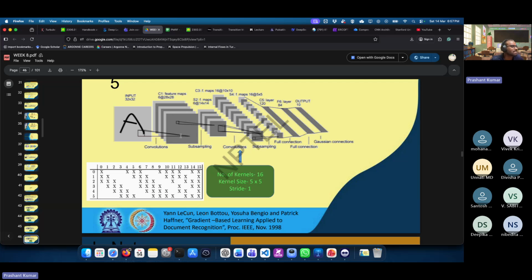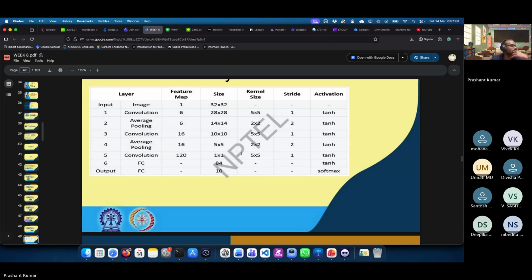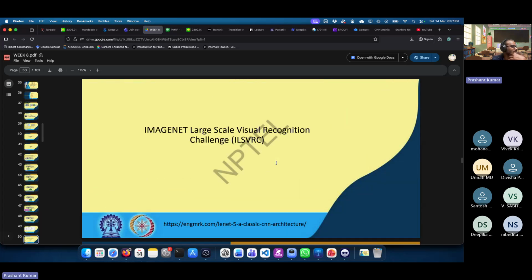So you can imagine, these are creating the simple edges. These are creating the overall better features of the inputs. So I hope this is understandable to you, right?